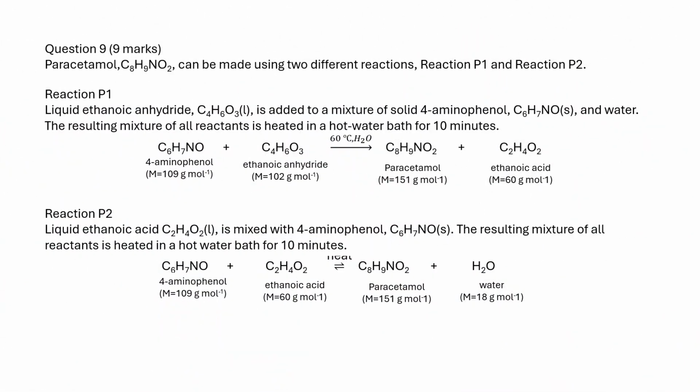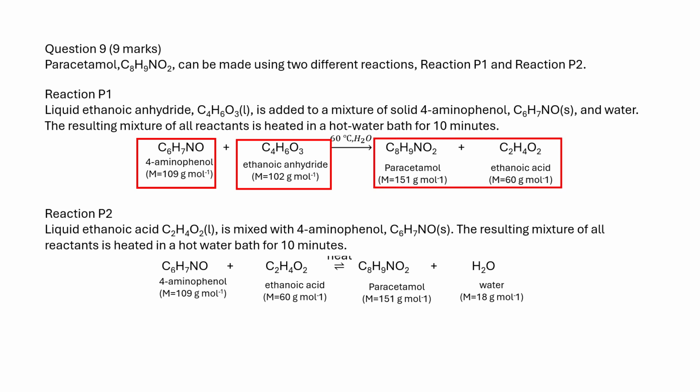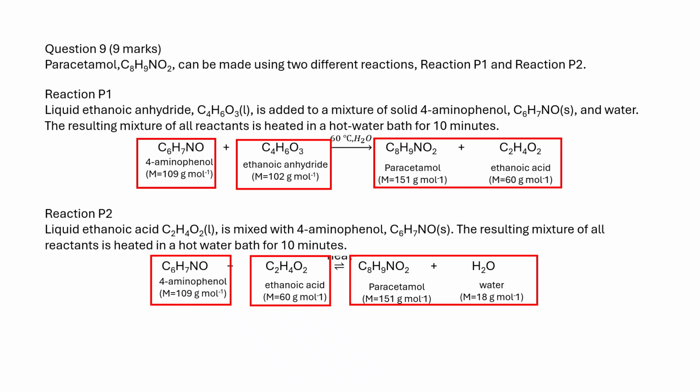Paracetamol is synthesized using two reactions. In reaction P1, liquid ethanoic anhydride and solid 4-aminophenol react to form paracetamol and ethanoic acid. Alternatively, reaction P2 involves the reaction of liquid ethanoic acid with 4-aminophenol to produce paracetamol and water.